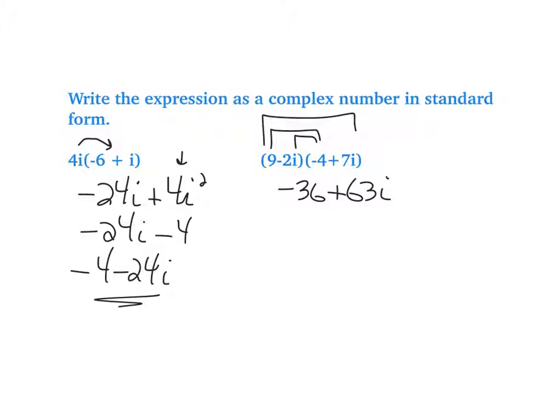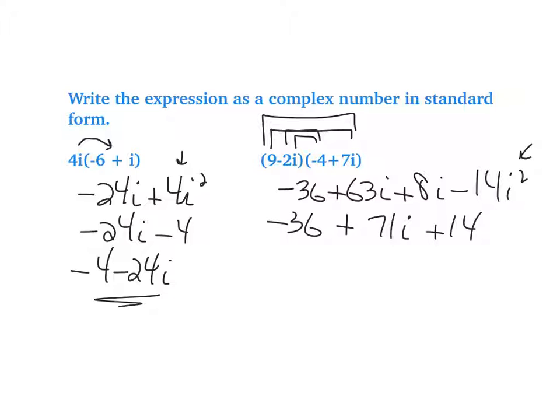If I go inner, I get plus 8i. And if I go last, I get -14i squared. And again, I'm not done because a couple of things. First of all, I can add the 63 and the 8i, which is going to give me 71i. This i squared is going to make it be a -1 times -14, which gives me a positive 14. Just changes the sign on the 14 is all it does. Now add the -36 and the 14, which is -22 plus 71i. And that's it.